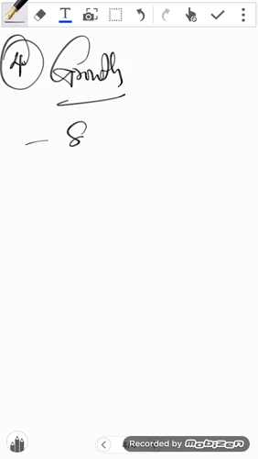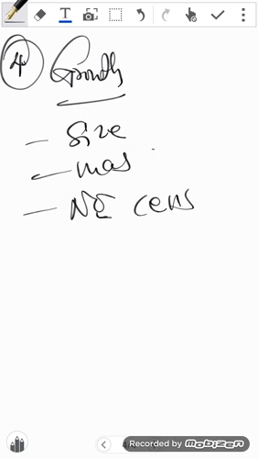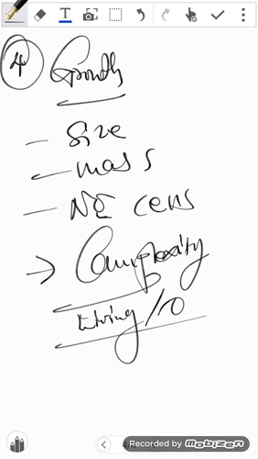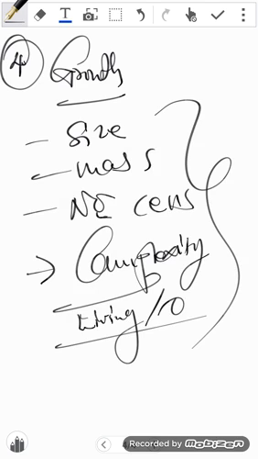Moving away from sensitivity, we have growth. Growth is defined to be the permanent increase in size, mass, number of cells, and simply the complexity of a living organism. So growth is a permanent increase in size, mass, number of cells, and the complexity of a living organism. All right.